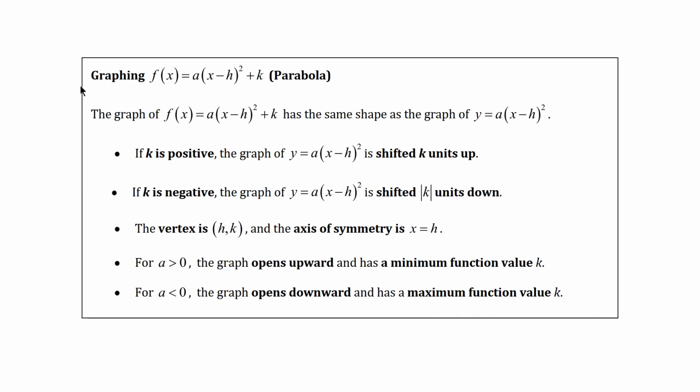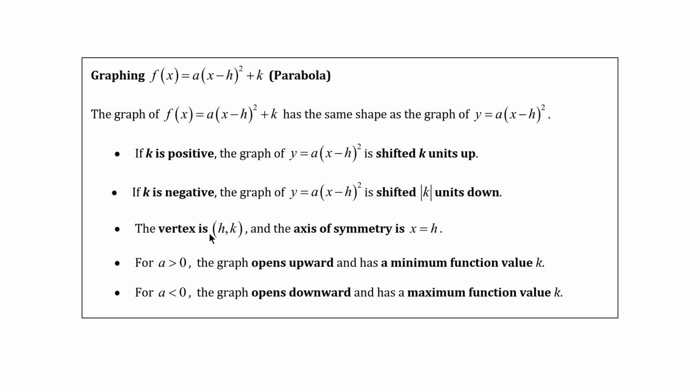Next, we have a short summary of details for graphing a parabola in the form f of x equals a times the parentheses x minus h squared plus k. Here it states the graph of f of x equals a times the parentheses x minus h squared plus k has the same shape as the graph of y equals a times the parentheses x minus h squared. If k is positive, the graph of y equals a times the parentheses x minus h squared is shifted k units up. If k is negative, the graph of y equals a times the parentheses x minus h squared is shifted the absolute value of k units down.